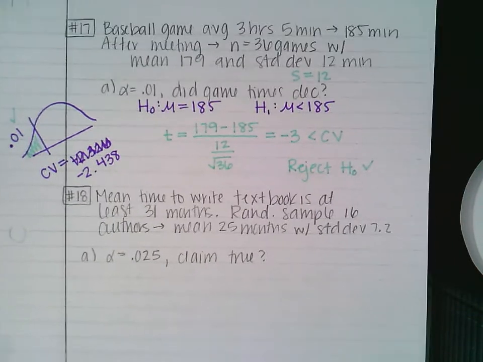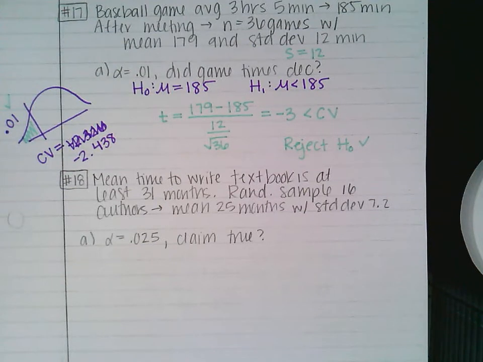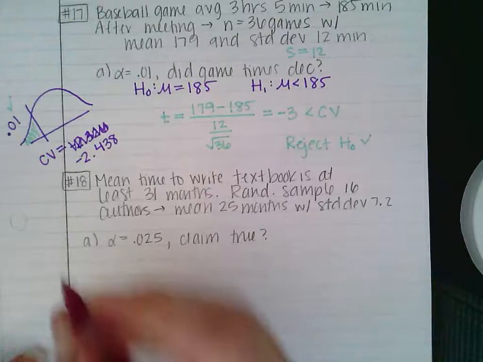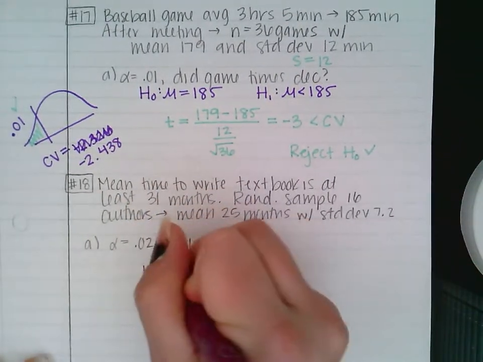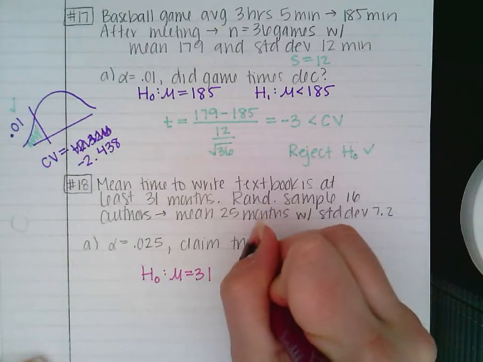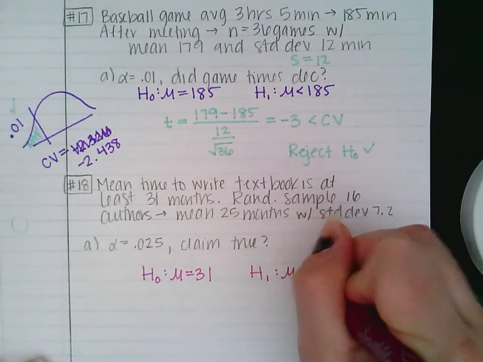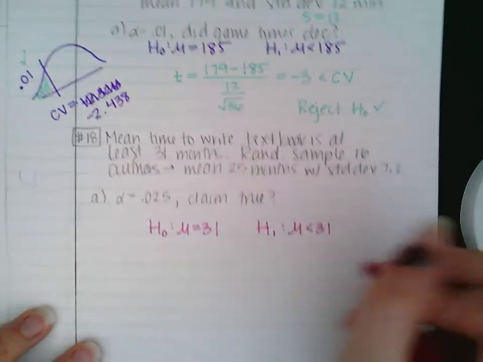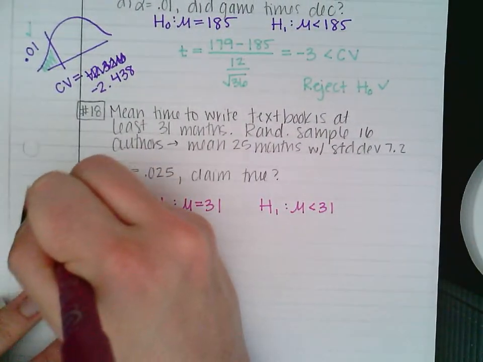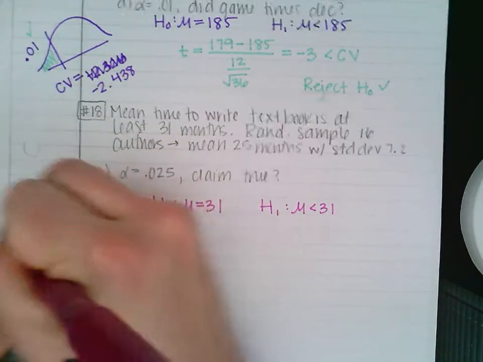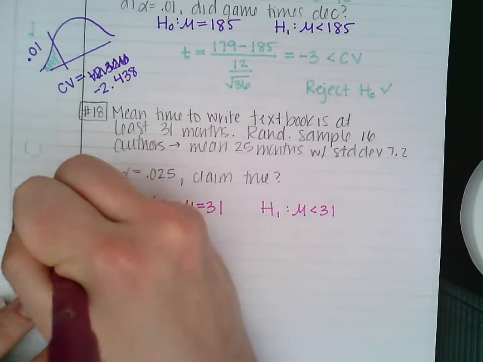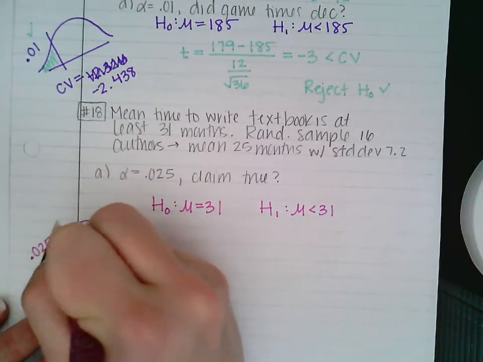All right, last question here. The mean time to write a textbook is at least 31 months. A random sample of 16 authors wrote their books with an average of 25 months, a standard deviation of 7.2, at this alpha level. Is this claim true? The claim is that it takes at least 31 months. Based on this data, I think that it actually could take less. So let's use that alpha level of 0.025 to find our critical value.